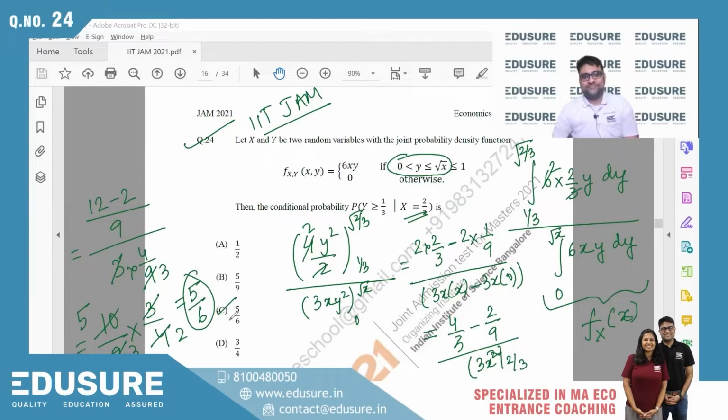समझ में आया सबको what I did? Root 2/3 and 1/3. अच्छा, that is not understood. Y is lying between 0 to root x. So y greater than equal to 1/3 will mean 1/3 to the value of root x. X का value at 2/3, so root x will be root over 2/3. Sangeeta, is this okay?